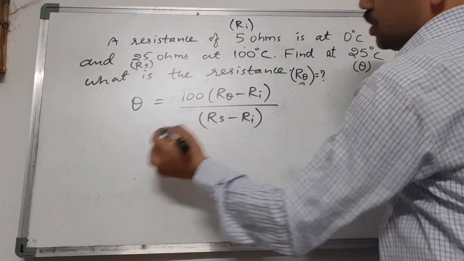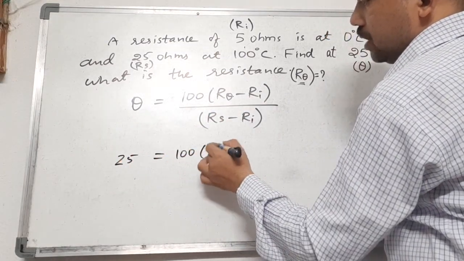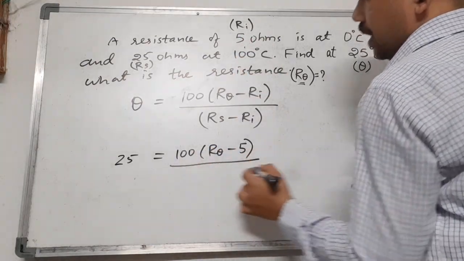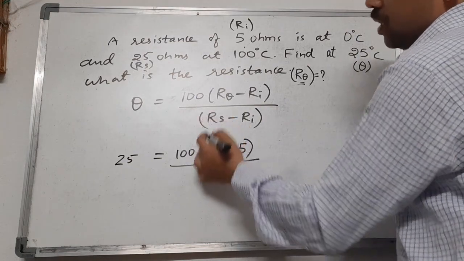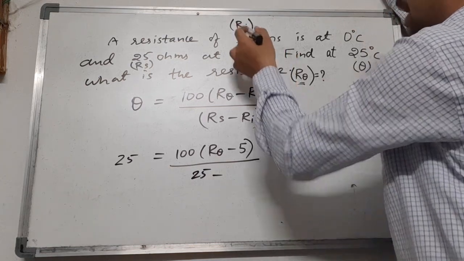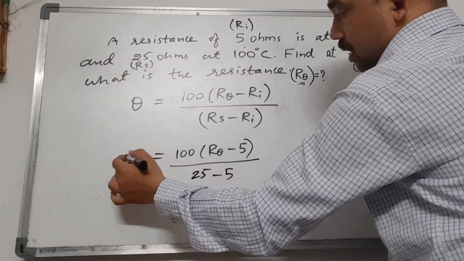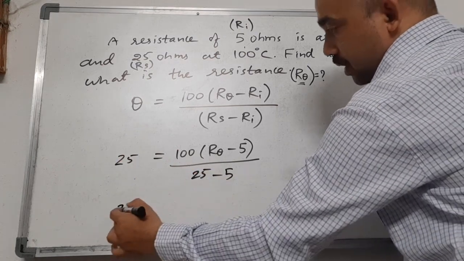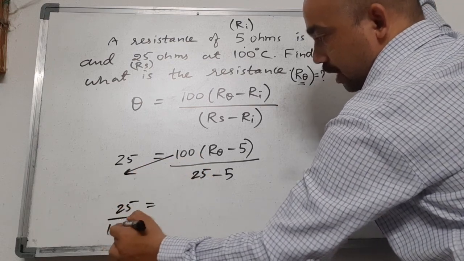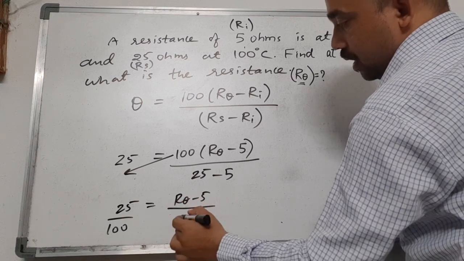Theta is equal to how much here? 25 degrees Celsius. So 25 as it is, 100 into R theta we don't know, you keep R theta like that only. Ri we know, that is 5, and divided by Rs, how much it is? Rs is 25 ohms minus Ri, which is 5 ohms. Okay, so what we'll get here? You write 25 is equal to, you just cross multiply, 25 by 100 is equal to R theta minus 5 by 20 you will get.